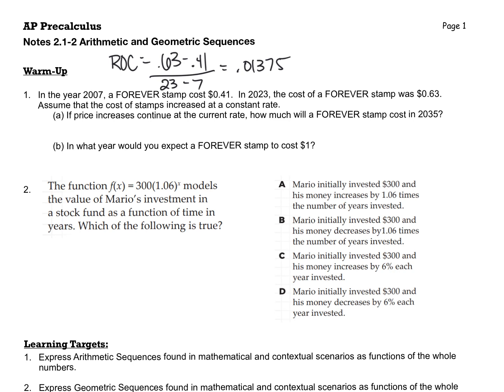So if they continue at the current rate, how much will it cost in 2035? Thoughts on how we might get there? You multiply that by 12 and add 0.63. Okay, you multiplied it by 12. What's the difference between 35 and 23? Okay, and then add it to 63.